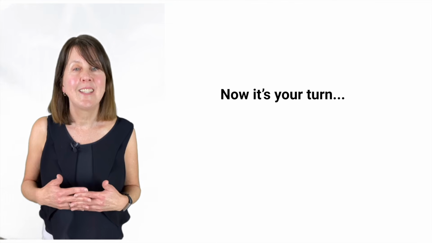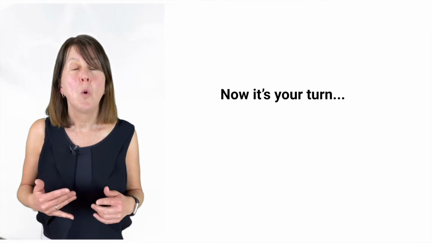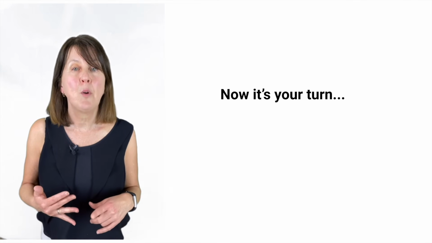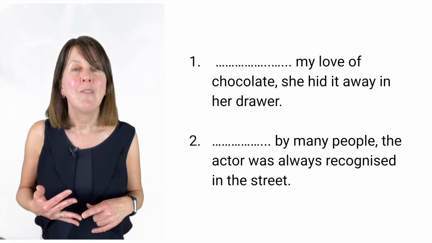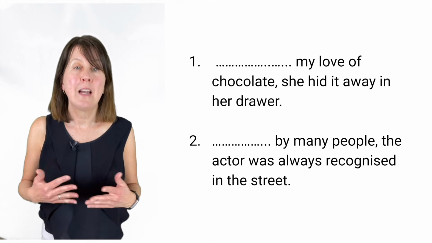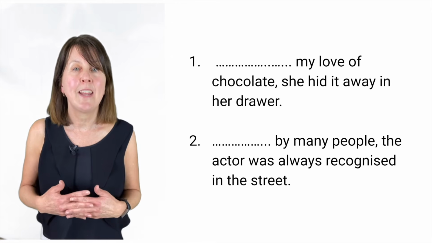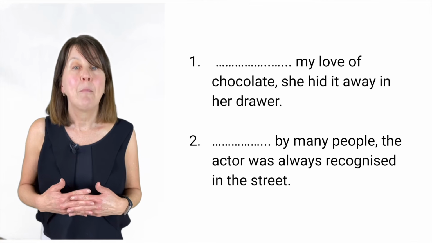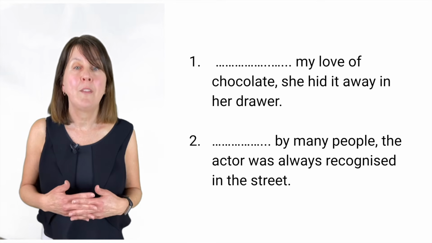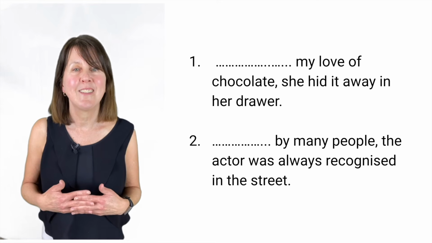Okay, so now it's your turn. Complete the sentences with the same verb, once as a present participle and once as a past participle. 1. Blank my love of chocolate, she hid it away in her drawer. Blank by many people, the actor was always recognised in the street.